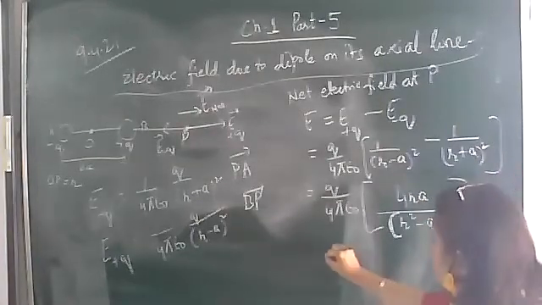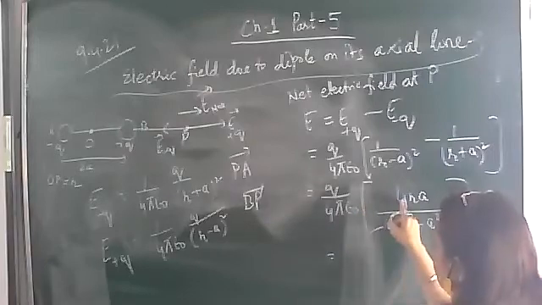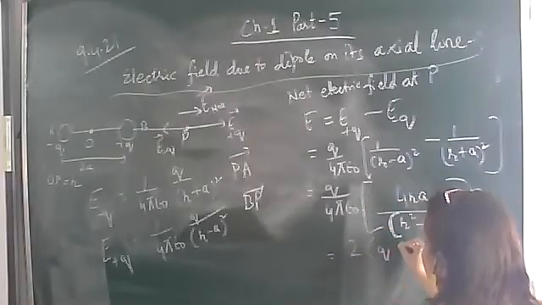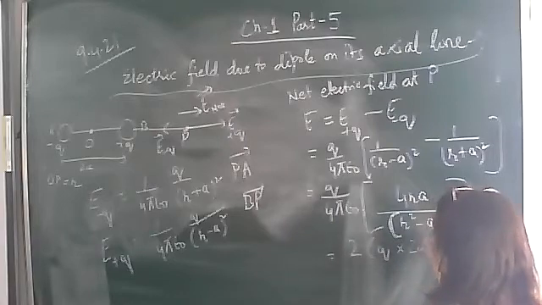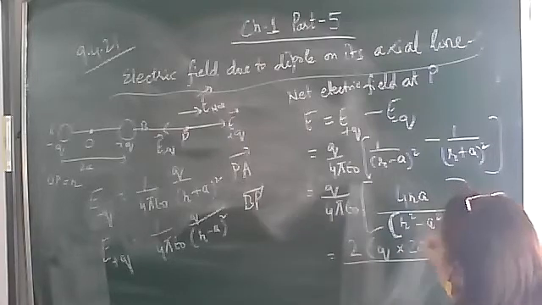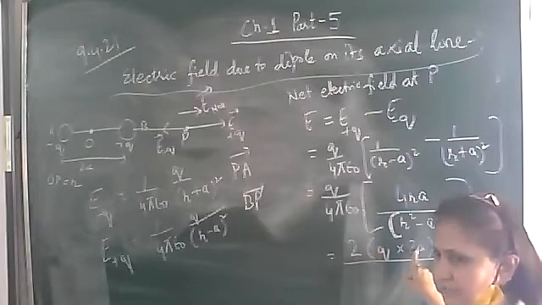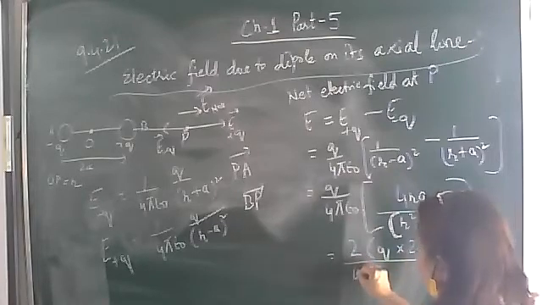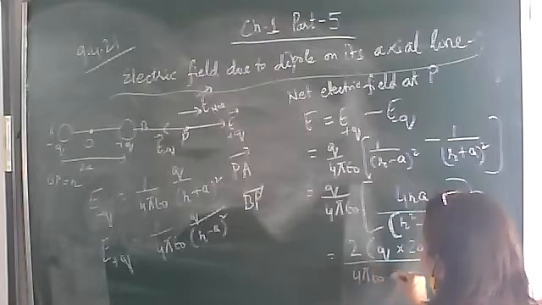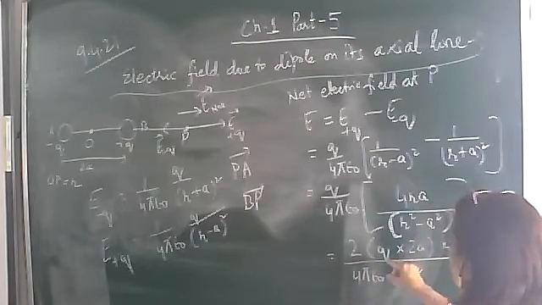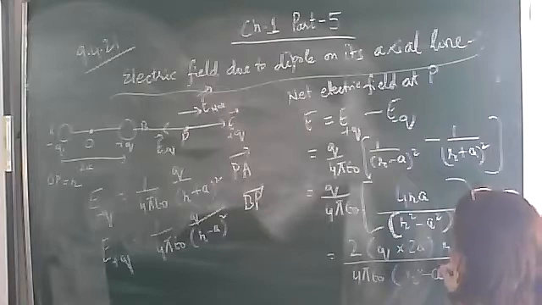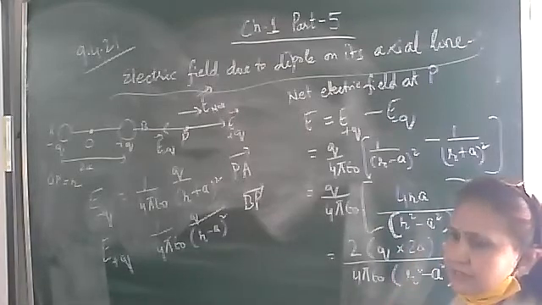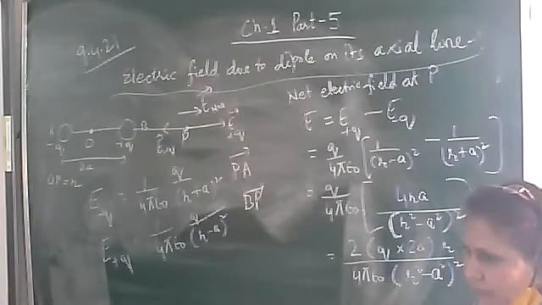Okay, now how can this be written? Numerator, we are writing 2q into 2a into r. Is it the same thing? 4 can be written as that. Okay, the same thing we are writing like this. Why are we writing like this? Because this bracket term in the numerator, what is it representing? Q into 2a is dipole moment.